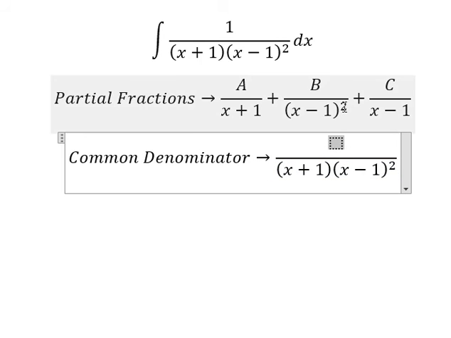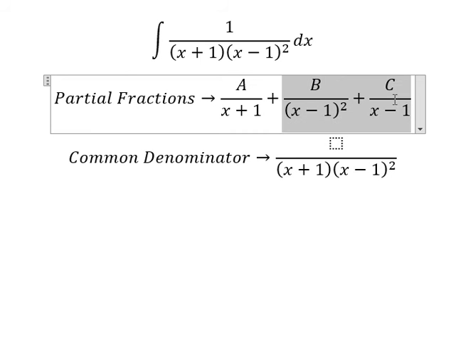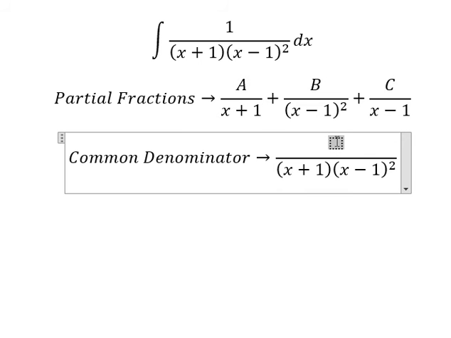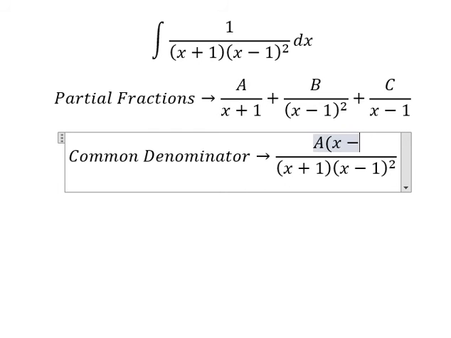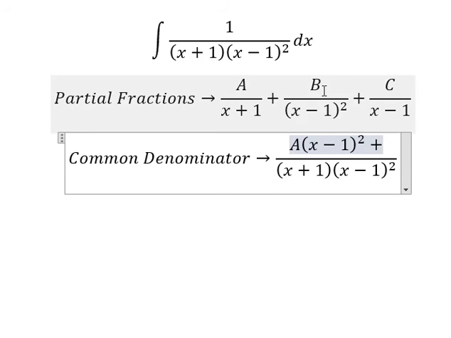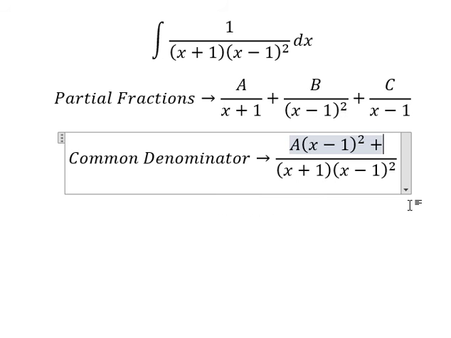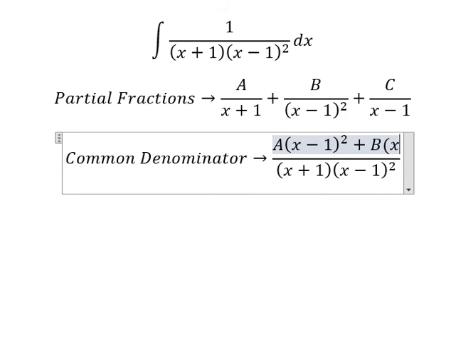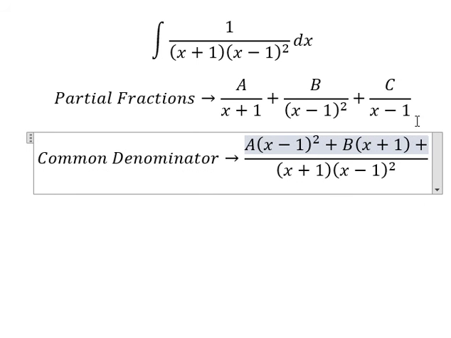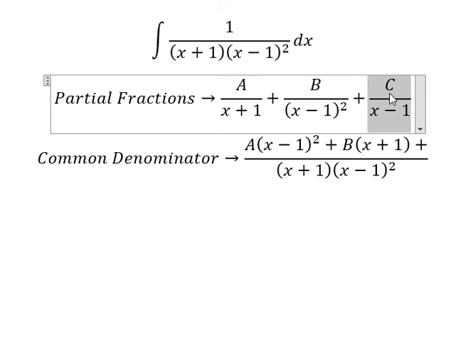Because we have the power 2, that's why we need to have 2 fractions, and we need to reduce the powers from number 2 to number 1. About this one, it is missing s minus 1 squared, so capital A multiplied by s minus 1 squared. About this one, it is missing s plus 1, so capital B multiplied by s plus 1. About this one, it is missing s plus 1 and s minus 1.